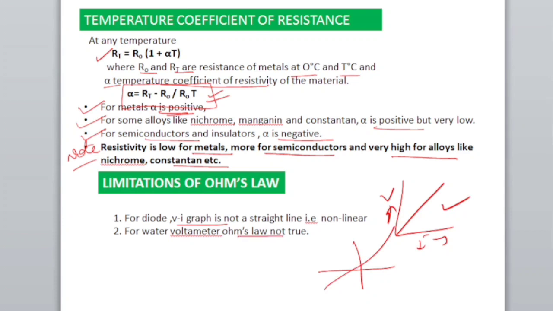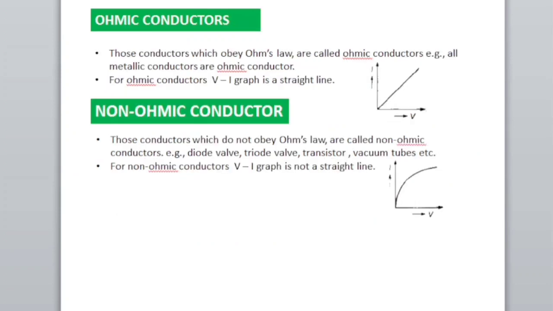So there are two types of substances, based on whether they obey Ohm's law or do not obey Ohm's law: ohmic conductors and non-ohmic conductors. Ohmic conductors are those conductors which obey Ohm's law. It means the graph is linear. Right, now non-ohmic conductors are those conductors which do not obey Ohm's law. So the graph is non-linear. Examples: semiconductor, diode valve, triode valve, transistor, etc. Here the VI graph is not a straight line.